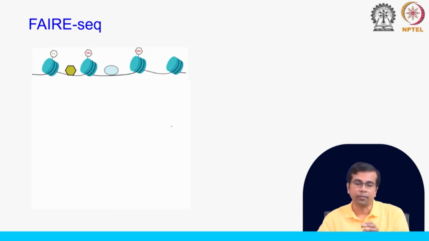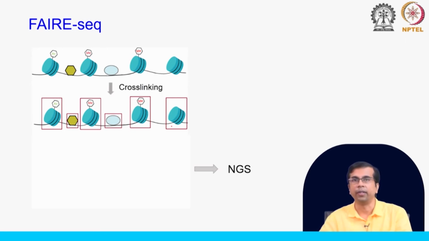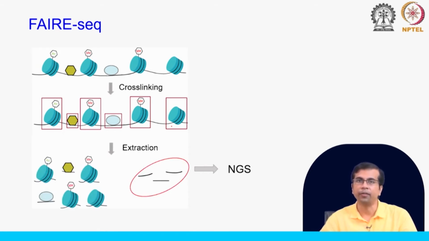Coming to the similar diagram or animation, again we have the DNA with nucleosome binding and transcription factor. So, we will illustrate. The first step is cross linking. Again, this is preserving the DNA protein interaction, because we are not doing any digestion here. So, we have this cross linking here, and this will preserve the DNA protein interactions, and then we extract.